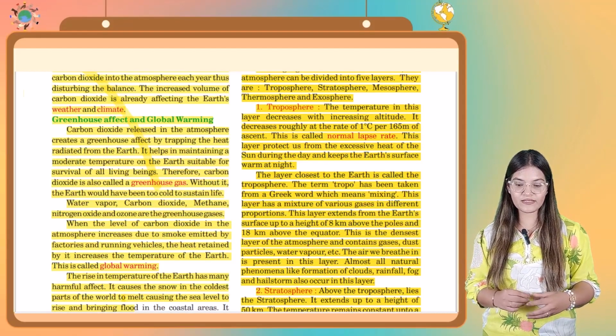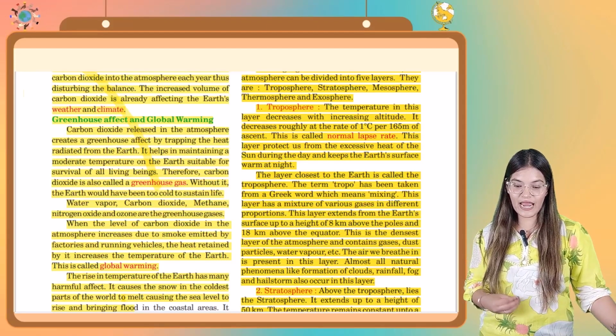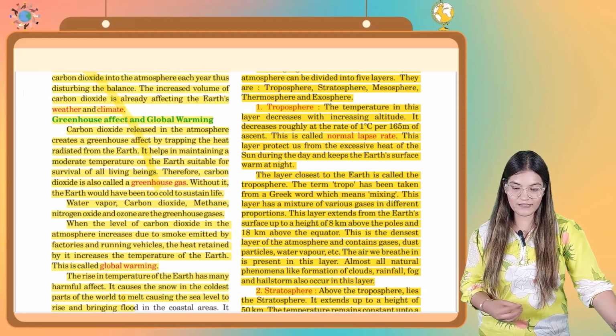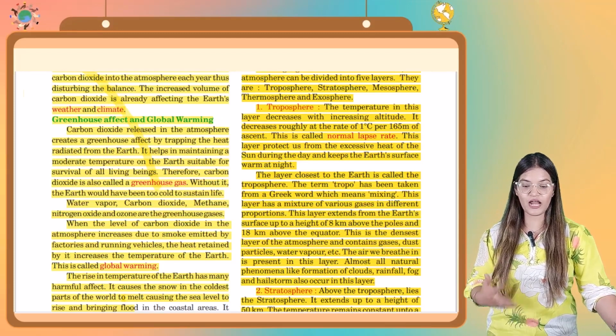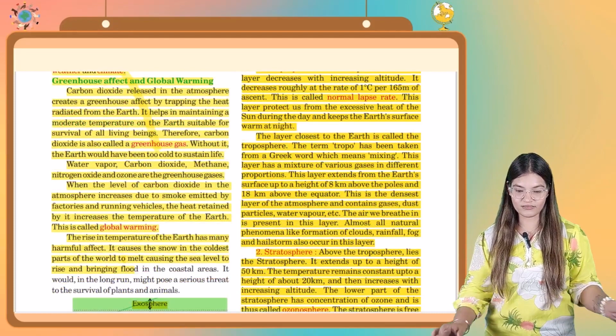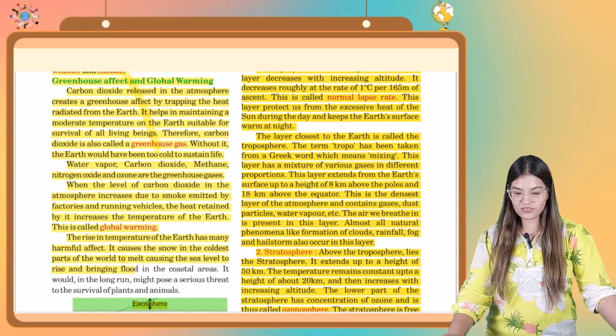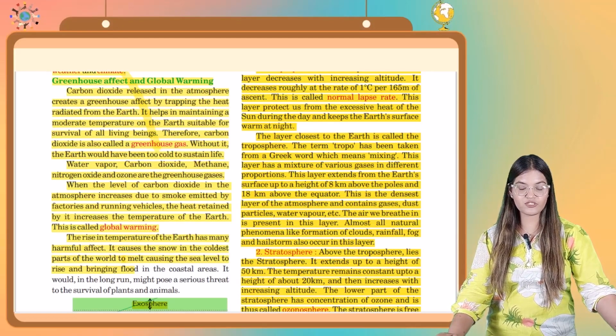This layer protects us from excessive heat of the sun during the day and keep the earth surface warm at night. मतलब दिन में हमें सन से काफी ज्यादा बचाता है और रात को हमारे अर्थ को काफी ज्यादा वार्म रखता है. Second, the layer closest to the earth is called the troposphere. The term tropo has been taken from a Greek word which means mixing. This layer has a mixture of various gases in different proportion.